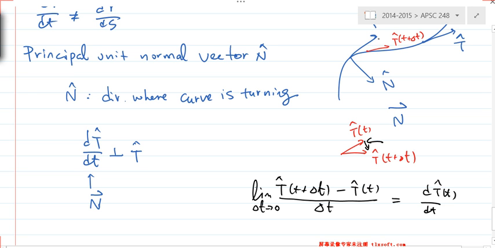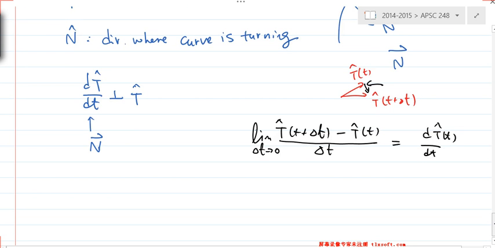So the direction of the turning is basically related to the direction where this tangent vector is going. The tangent vector goes this way, the next moment it goes that way. That means the turn in the curve must be in this direction here. But you have to be careful. This is not a unit normal vector, not the principal unit normal vector. This is just a vector here. Even though t hat is a unit vector, the derivative of a unit vector does not necessarily give you another unit vector. That's very important. Many mistakes happen here.